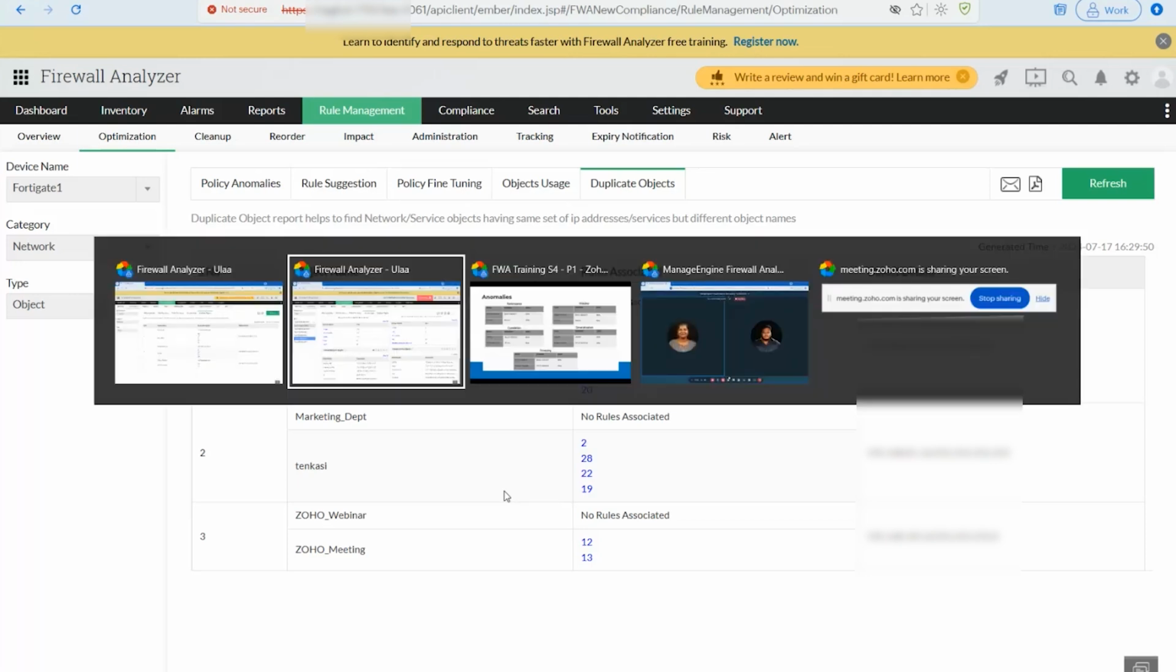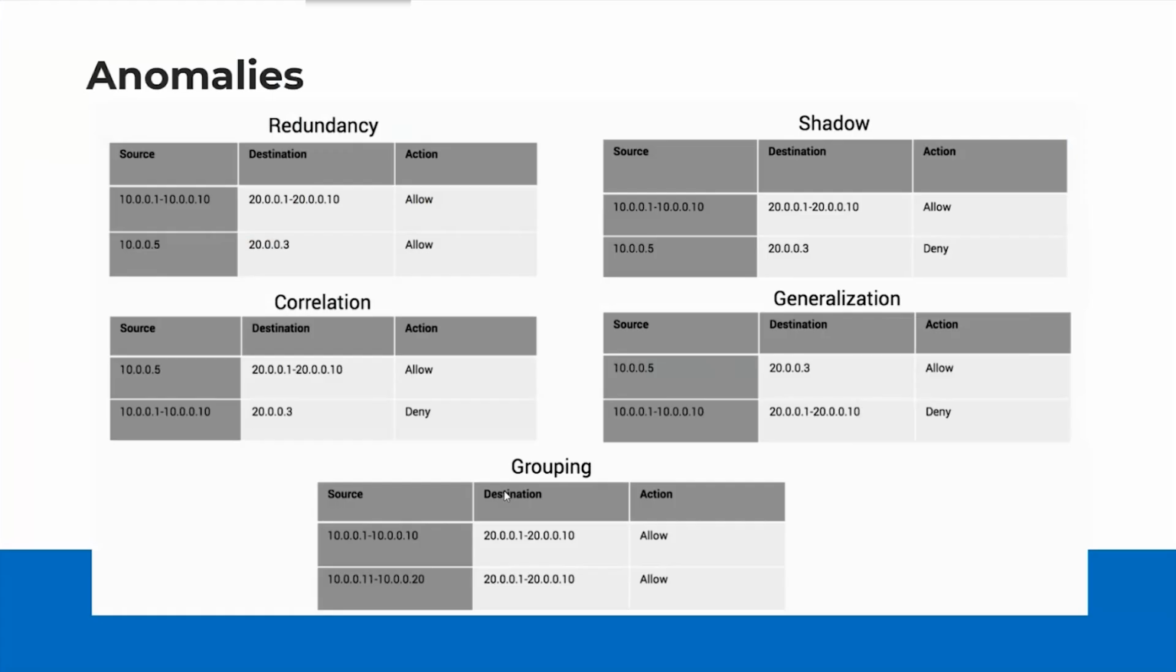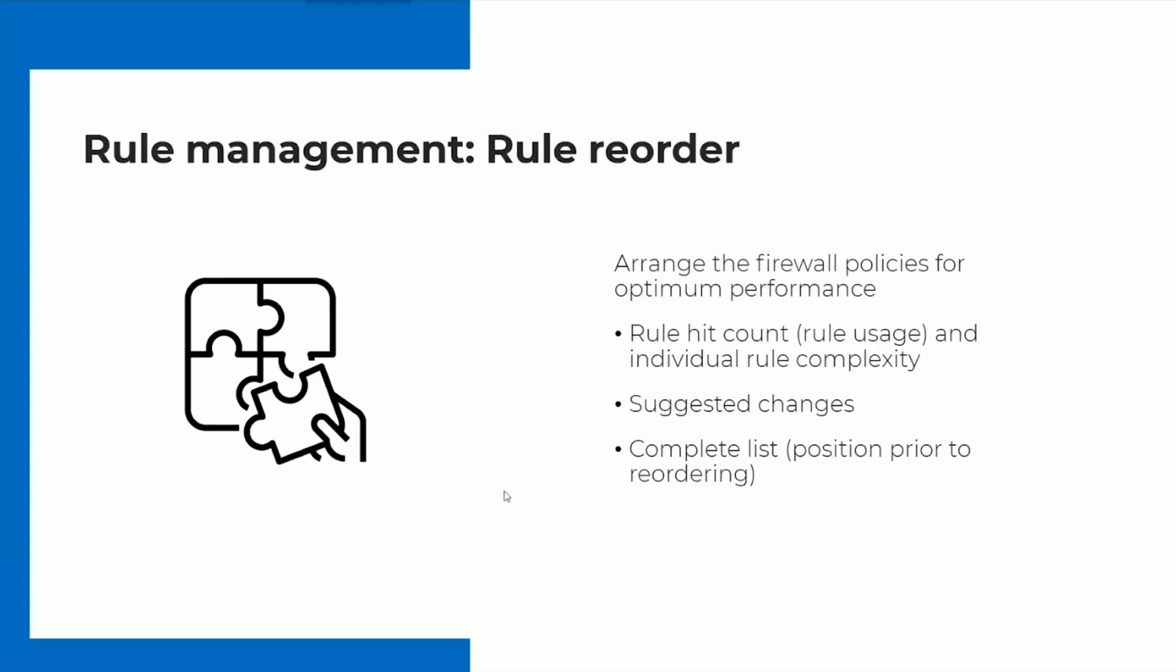Now we are going back to the presentation. Now we have the rule reorder feature. So with multiple admins writing rules, they may not be optimally arranged. For example, if a frequently used rule is positioned far down in the list, it will slow down the firewall's processing. So let me explain this again with an example.